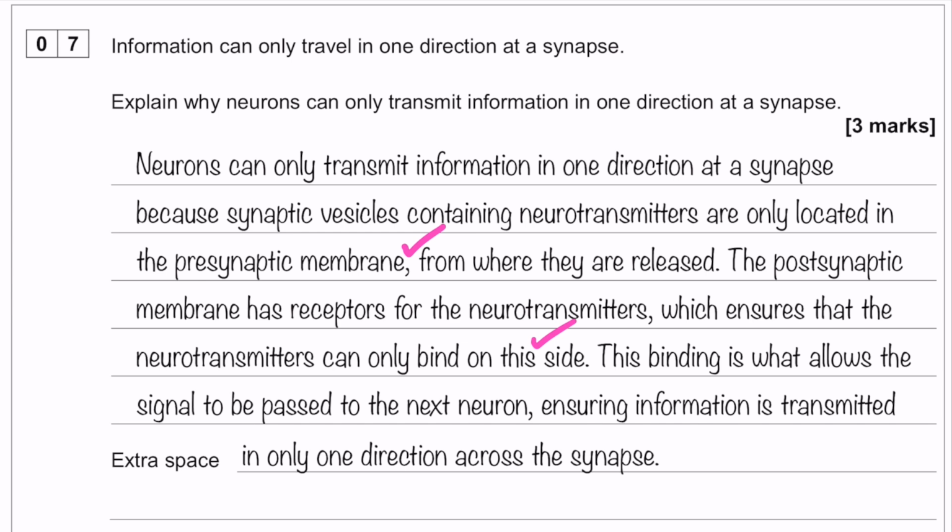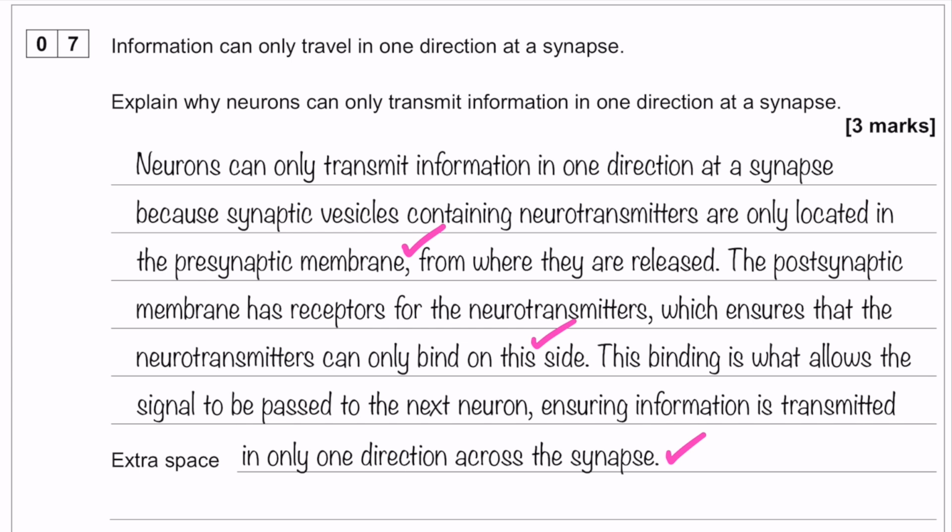Okay, and then we're going to finish it off just by saying this binding is what allows the signal to be passed to the next neuron, ensuring that information is transmitted in only one direction. Okay, so it's the fact that the neurotransmitters bind at the postsynaptic neuron, which means that the information is then passed on in that direction. Okay, there is your 3rd mark.